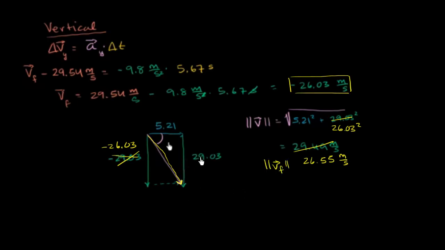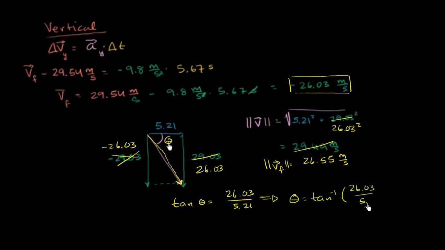And the angle, since this is not 29.03, this is 26.03, we can say that the tangent of this angle theta is equal to the opposite side over the adjacent side. This is the length of this vector right over here, which is 26.03, over the length of this vector here, which is 5.21. Or we could say if we take the inverse tangent of both sides of this, that the angle is equal to the inverse tangent, or the arctangent, of 26.03 over 5.21.